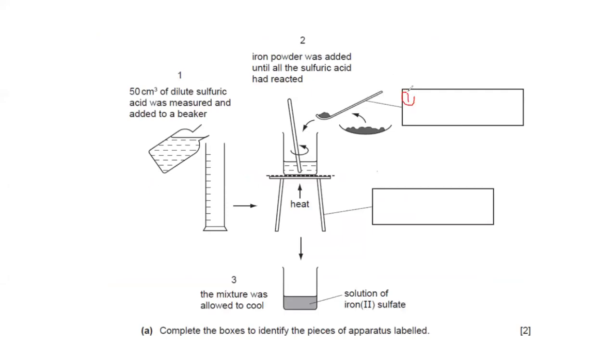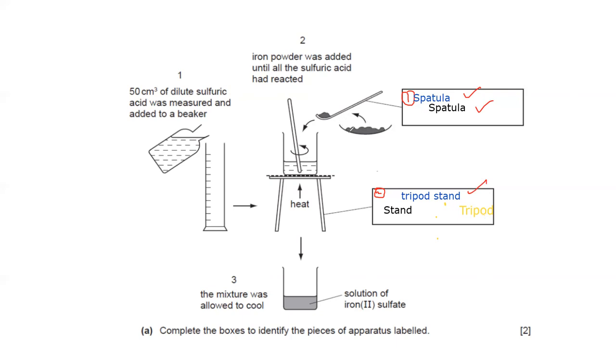For box 1, what is the name of this apparatus? Spatula. And what about box 2? Spatula. And tripod stand or stand, that's the right answer.